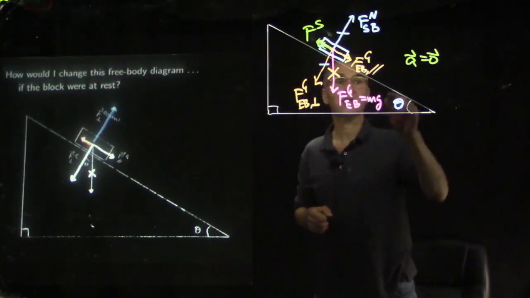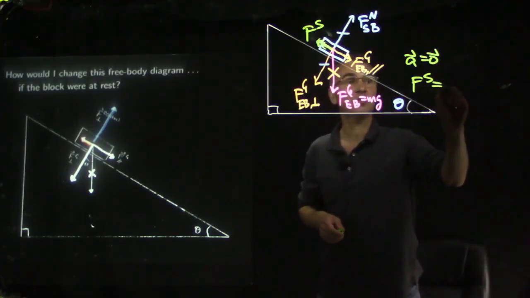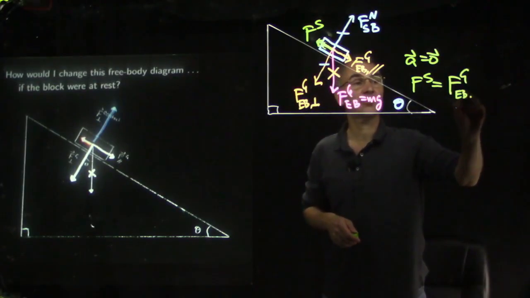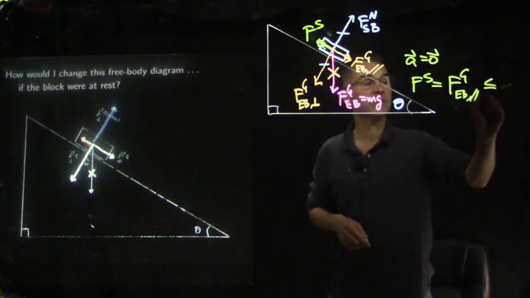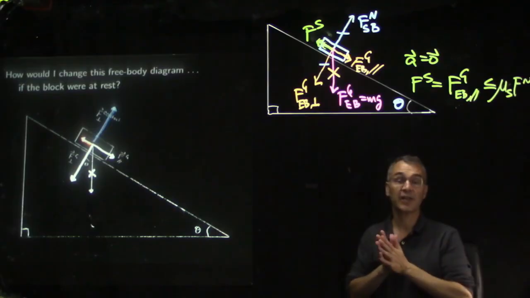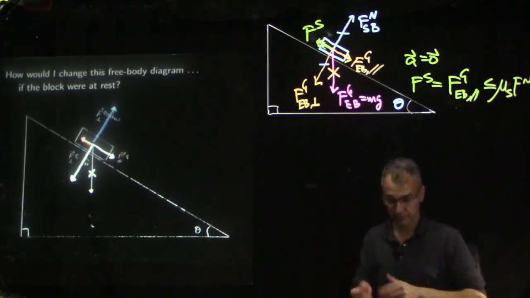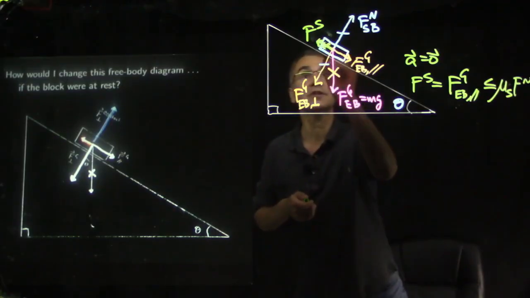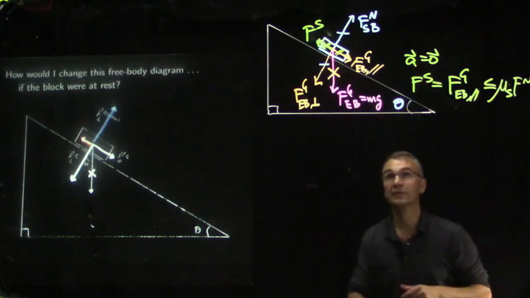And actually we do know how big it has to be. So in this case, F static must equal this gravitational force, the downhill component, and somehow that must be less than or equal to mu static F normal. So if the block is at rest, it must be static friction rather than kinetic friction, and the acceleration must be 0. And if the acceleration is 0, then these arrows must be the same length as one another.